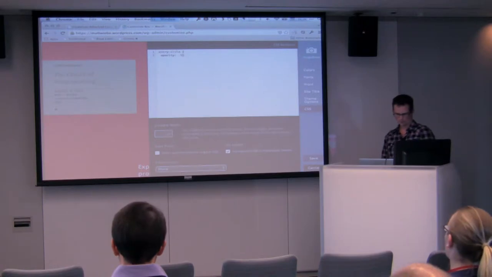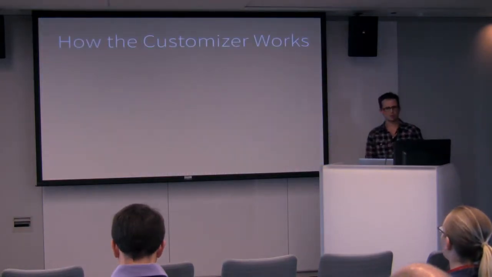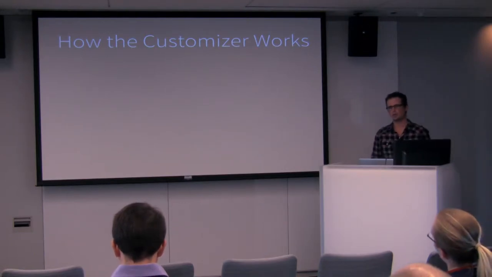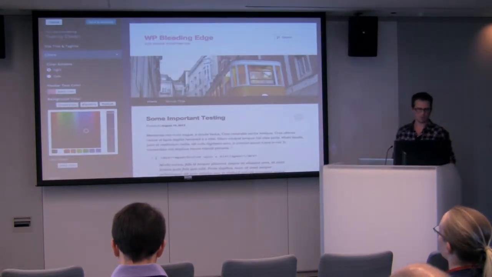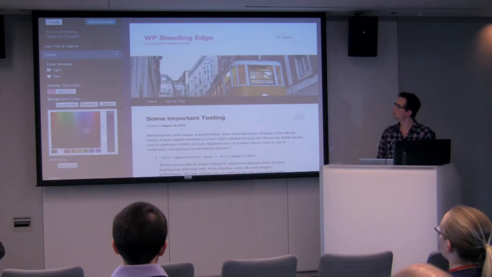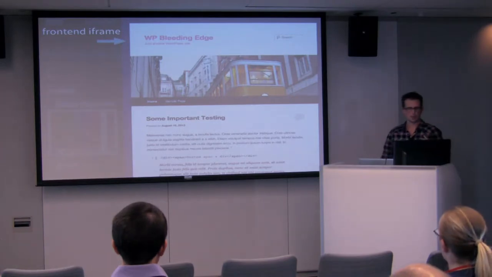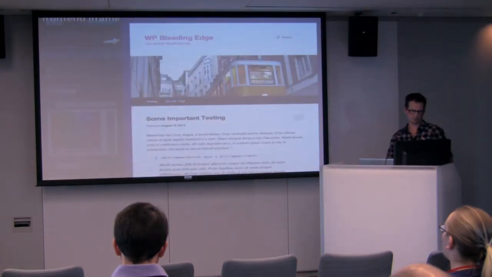So that's that context. Now we'll go back to the presentation, and we're going to talk very briefly about how the customizer works, how it's architected, and how you can use it. This is just a test site that I have, using the MP6 customizer. So what you have here is an iframe on the front end, the front end of the site is inside an iframe, and it's sitting inside.